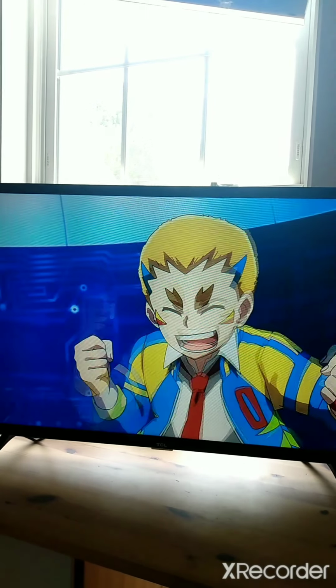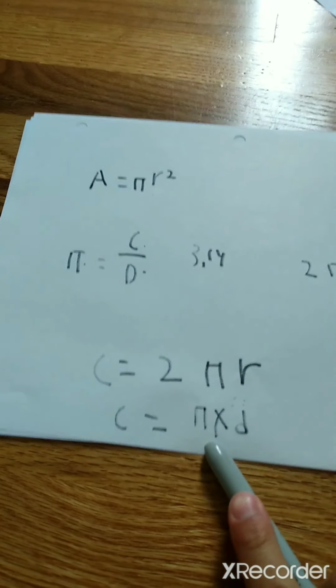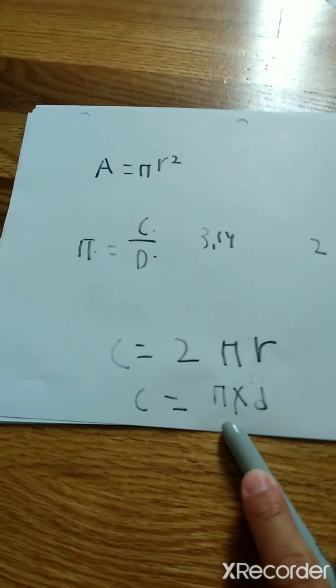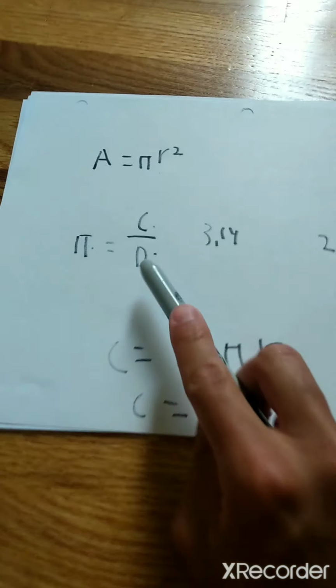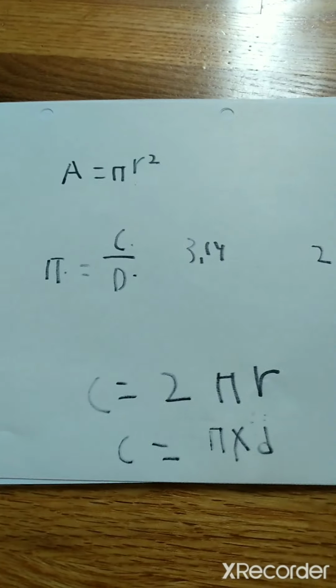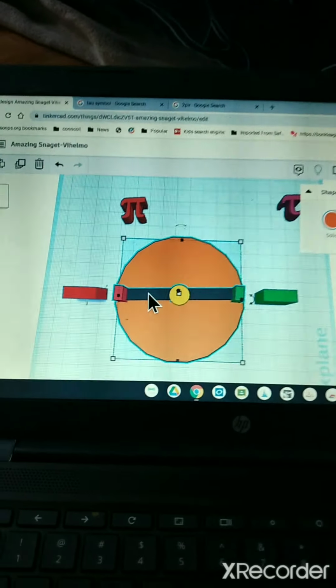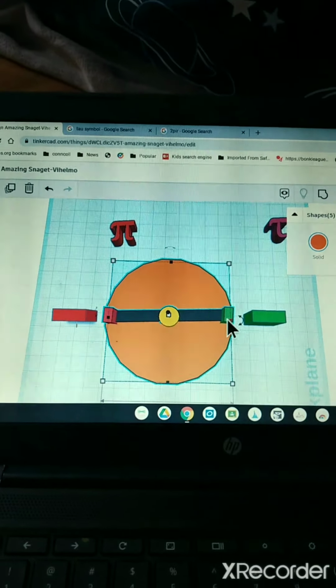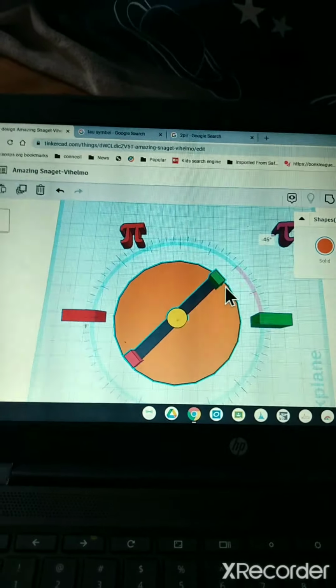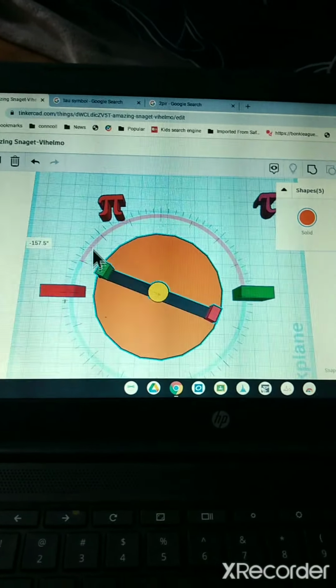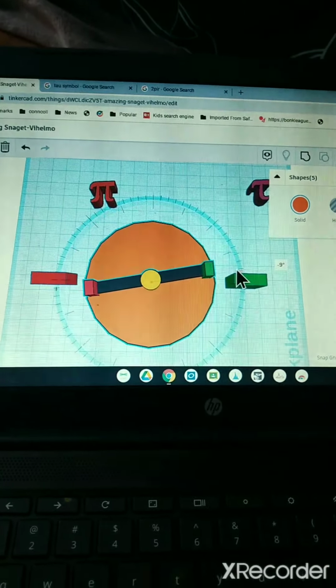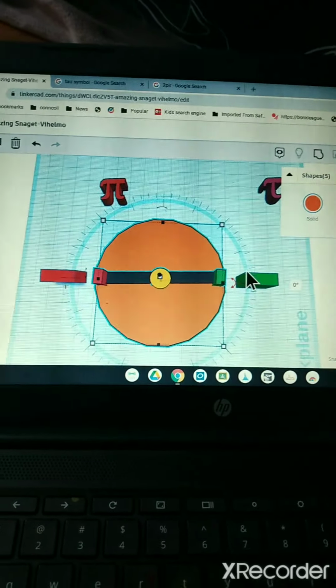There you go! Alright! So the reason why pi came up in the first place is because pi is actually the diameter, like this. So this black line is the diameter, and it's something that we can spin using Tinkercad to understand what's going to happen.